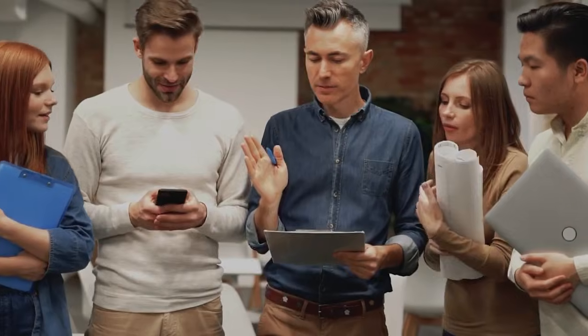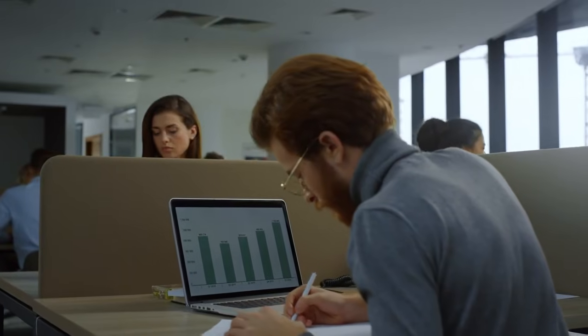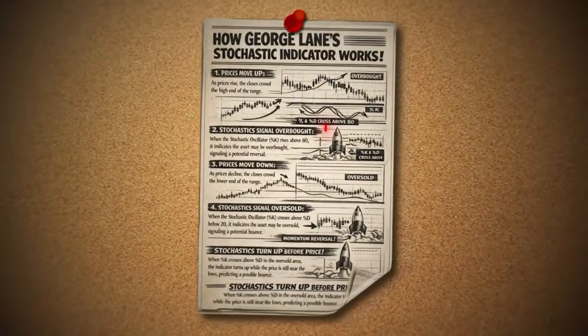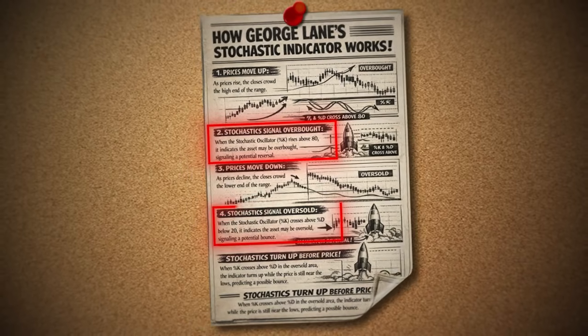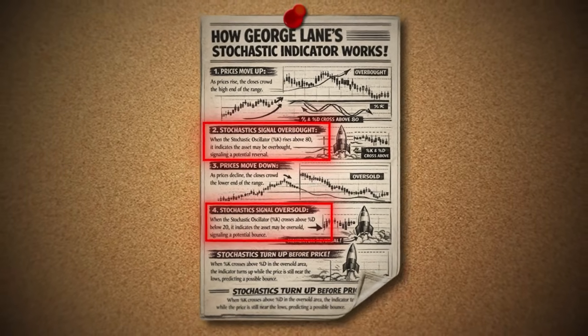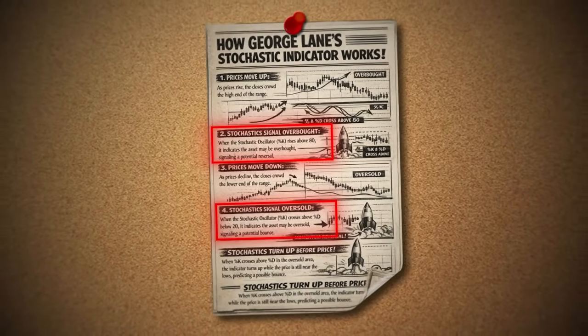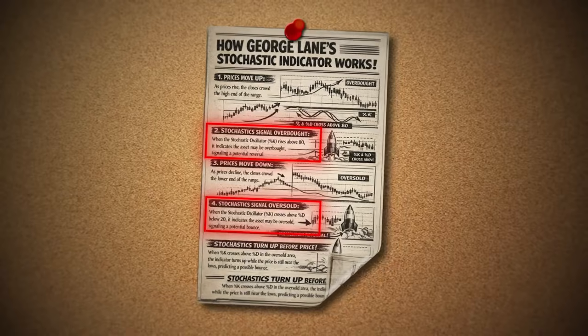Thanks to this simple but brilliant idea, the indicator quickly gained popularity and remains one of the most sought after tools among traders worldwide. Now, let's figure out how it works. The Stochastic shows the state of overbought or oversold markets. When the price rises too quickly and reaches a peak, it's called overbought. And if the market falls sharply and hits a bottom, it's oversold.